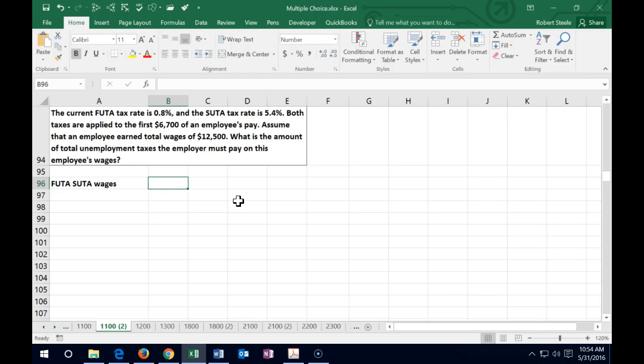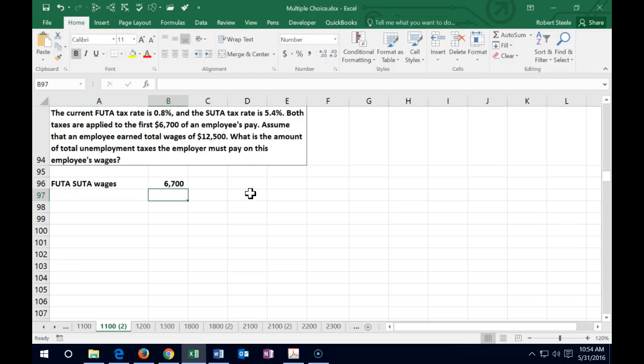And FUTA and SUTA wages are going to be the lesser of their total wages, or the cap. And the cap is very low. It's 6,700. So almost all employers are going to hit that in the first or second quarter, which means we don't pay FUTA or SUTA usually in the third and fourth quarter for many employees if they've been there for the year. So we're going to say the cap is way low, 6,700 on that.